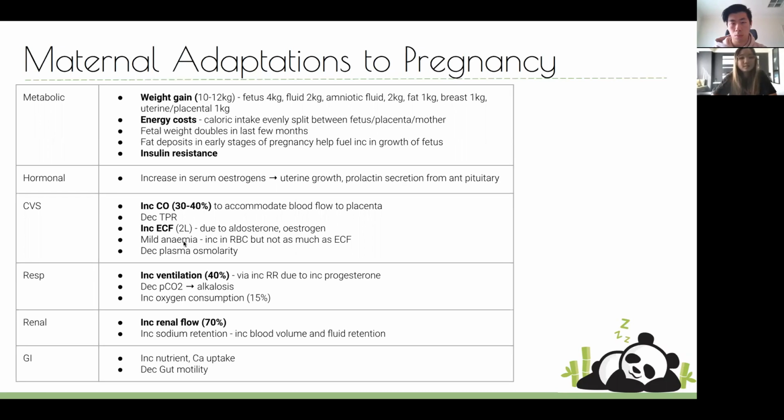You get a mild anemia. You have an increase in respiration rate due to an increase in progesterone, but also you have to obviously breathe out more and breathe in more because you need more energy. You have increase in renal flow, and increase in sodium retention.